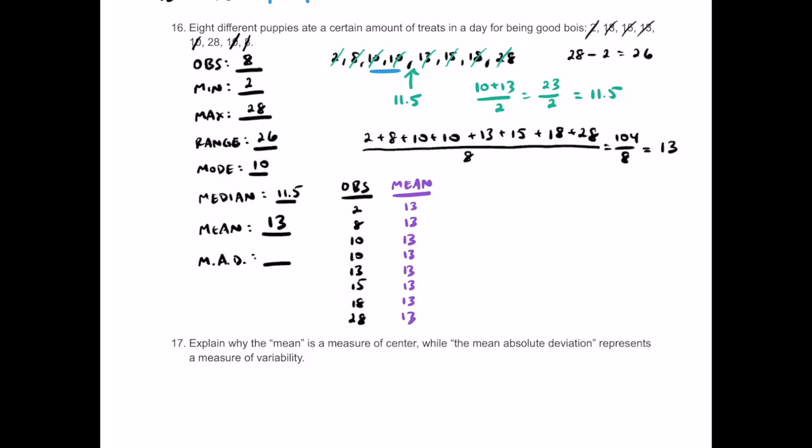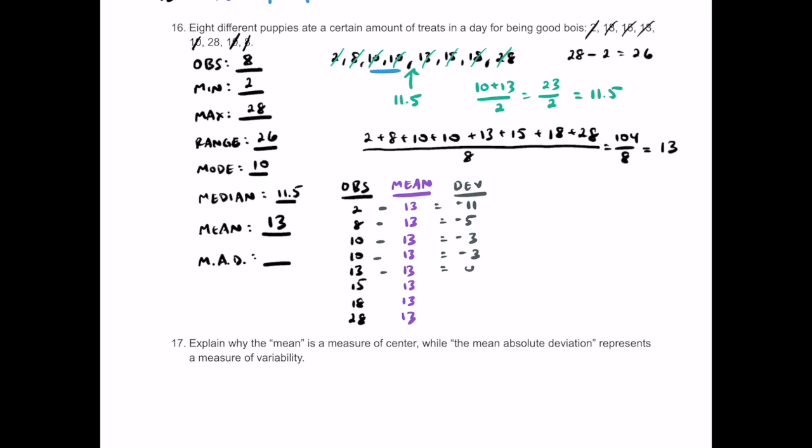Then finding the difference will tell us our absolute deviation. So we can put the deviations right here and then find the absolute ones afterwards. Here we should have negative 11. This is going to be negative 5. This is going to be negative 3. This is again going to be negative 3.